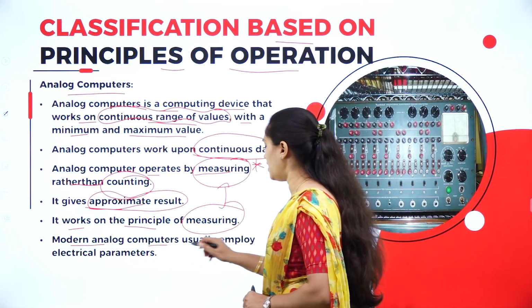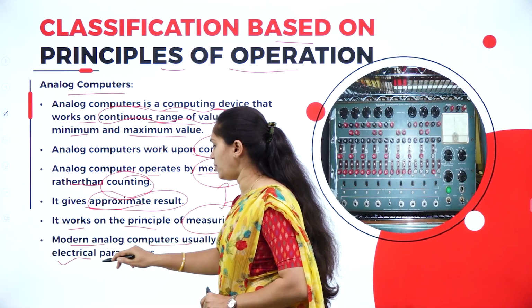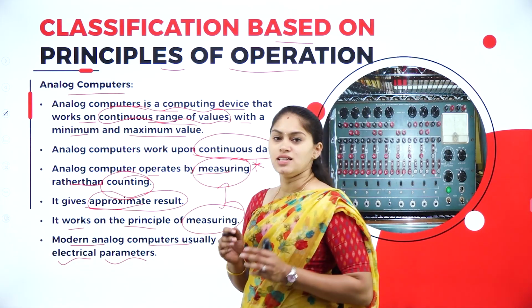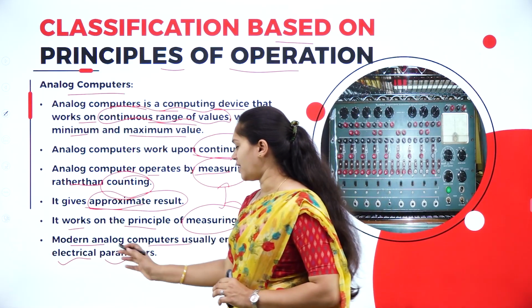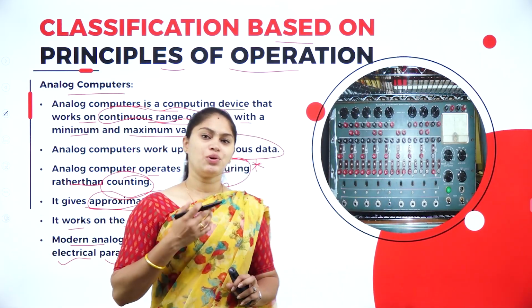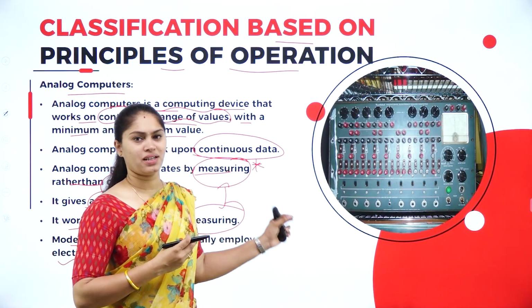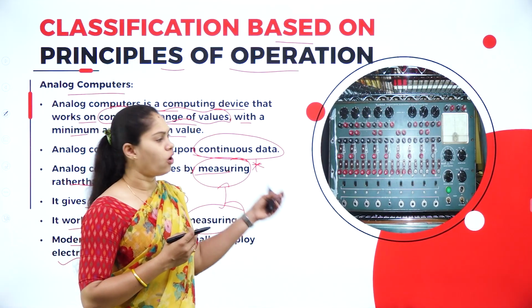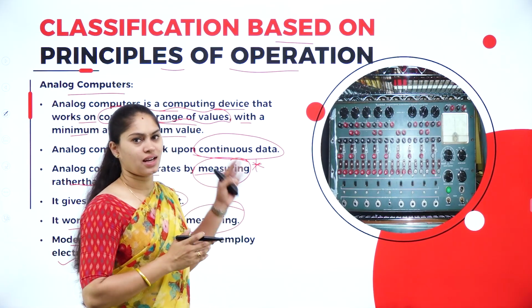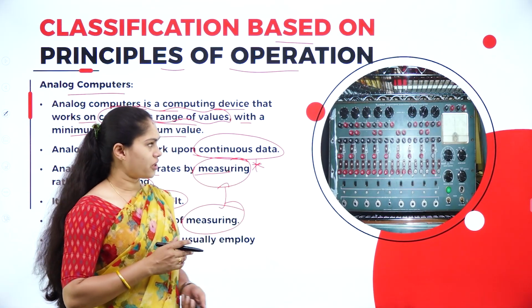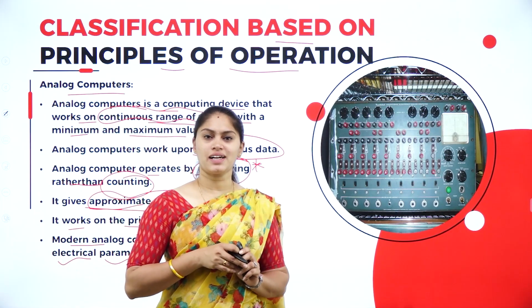And modern analog computers usually employ electronic parameters. So here the modern analog computer is mainly based on electronic parameters. As I said earlier, you can take the example of seismometer, voltmeter, speedometer, all those kinds of meters which we are using for measuring; that comes under this analog computer. So here you can see the image of this analog computer.